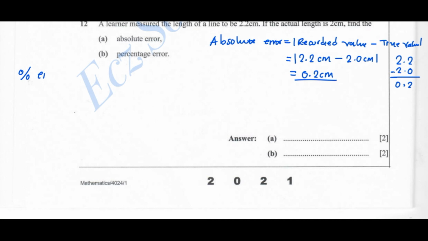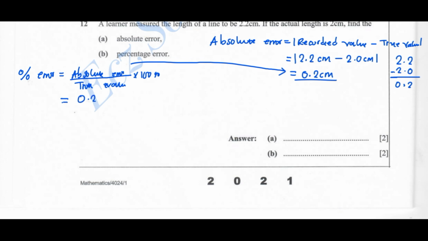Then for B, we are solving for percentage error. So the formula is percentage error is equal to relative error times 100. So we'll say absolute error over true value. So this is the formula for relative error. Then multiplied by 100%. So as our absolute error, we've calculated this one, 0.2 over true value is 2 centimeters.